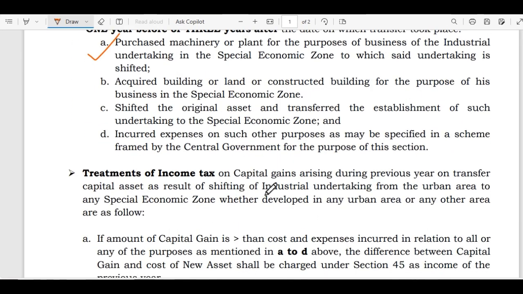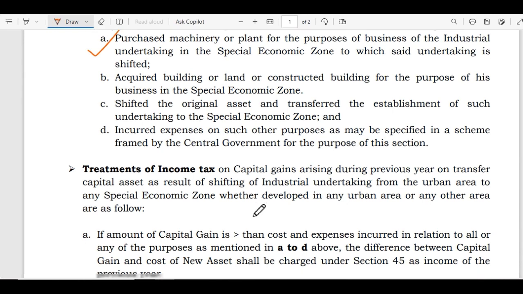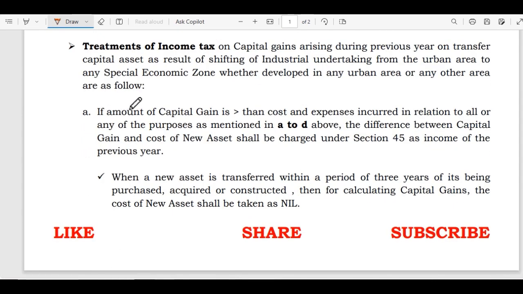Treatment of income tax on capital gains arising during the previous year on transfer of capital assets as a result of shifting of industrial undertaking from the urban area to any special economic zone, whether developed in any urban area or any other area, are as follows. If amount of capital gain is greater than the cost and expenses incurred in relation to all or any of the purposes as mentioned in A to D above, the difference between capital gain and the cost of new assets shall be charged under Section 45 as income of the previous year.